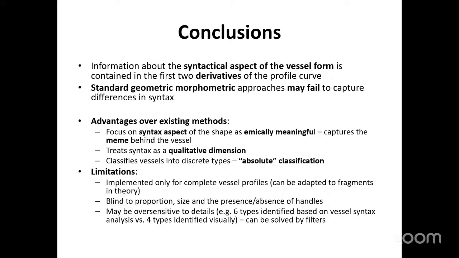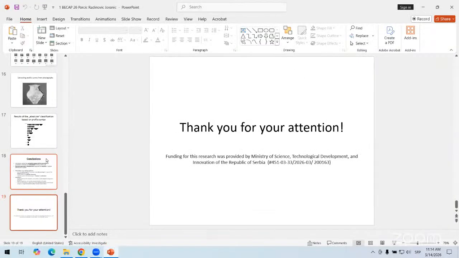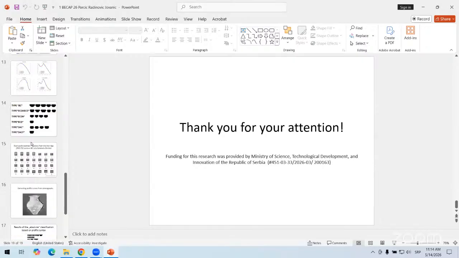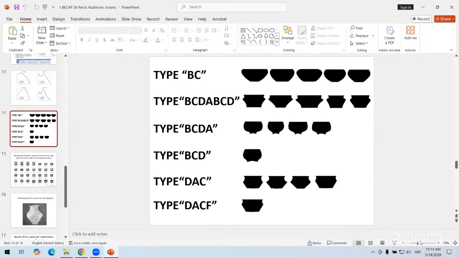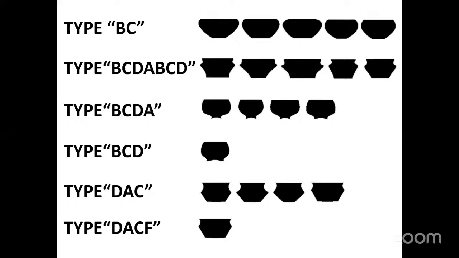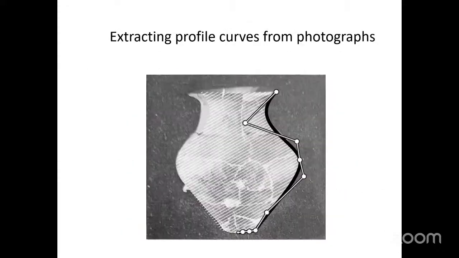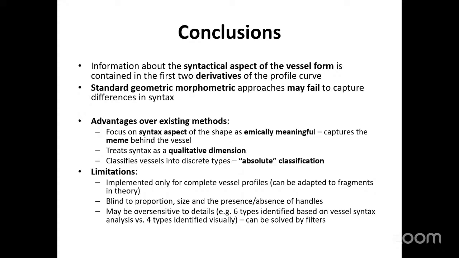originally. Now, this is because there are small segments of the profile curve which are indeed different in those two vessels. But you cannot see them with your naked eye, but the computer does see them. But you can solve this with filters. You can say if a segment is very short, like 1% of the entire length, just disregard it. So it can be adjusted to not produce too many types.